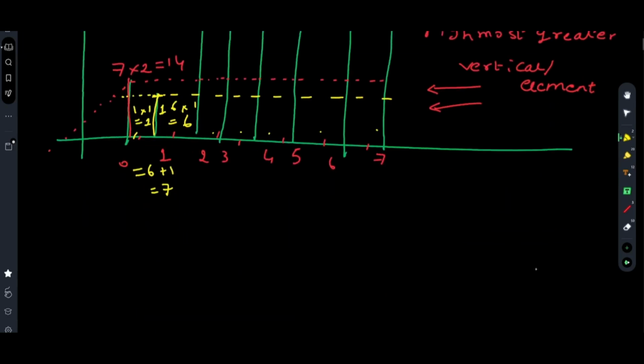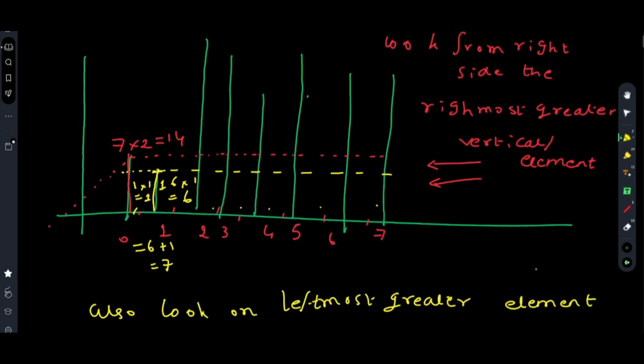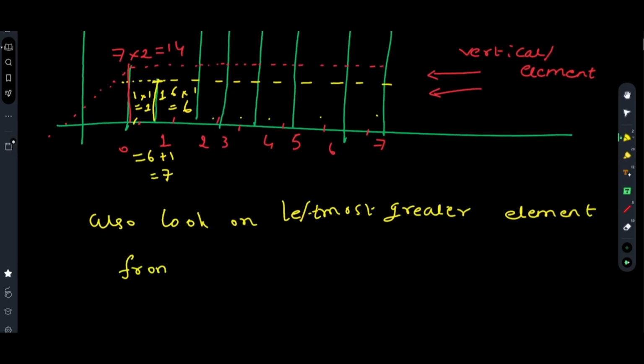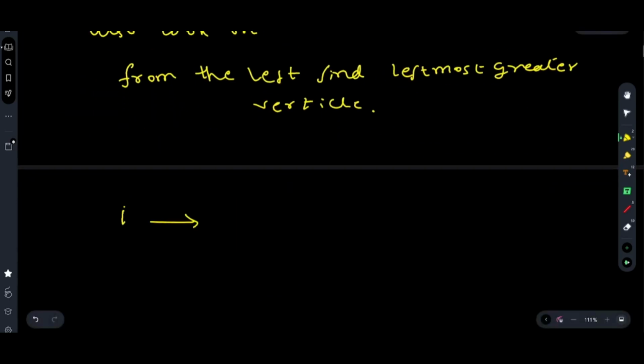So similarly, also look at the leftmost greater element, or from the left, find the leftmost greater vertical. So let us say for index I, the rightmost vertical is j, and from index I, the leftmost vertical is k.